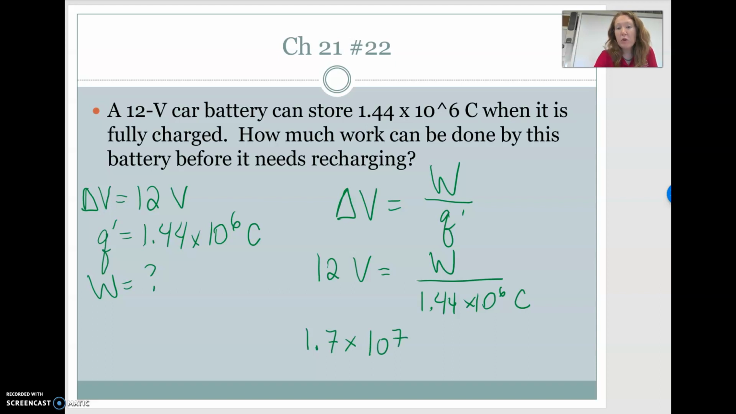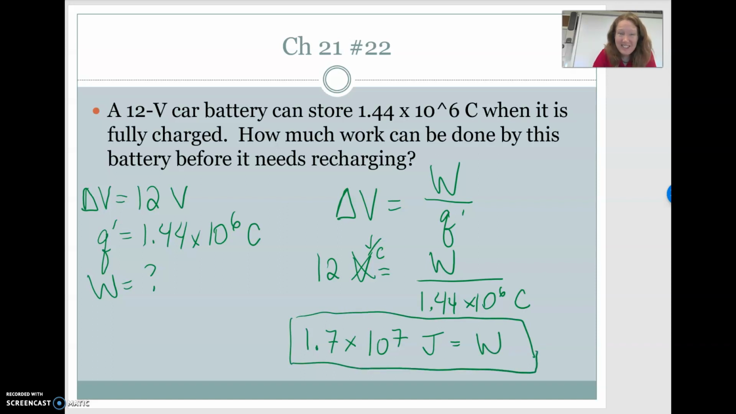And remember, a volt is really a joule per coulomb. So when I multiply both sides by coulombs, I'm going to be back at joules, which is a unit of work. That's a lot of work, which means you could probably leave your car on for a long time, hopefully, before the battery goes dead. Okay, so that's it for this little section of notes.